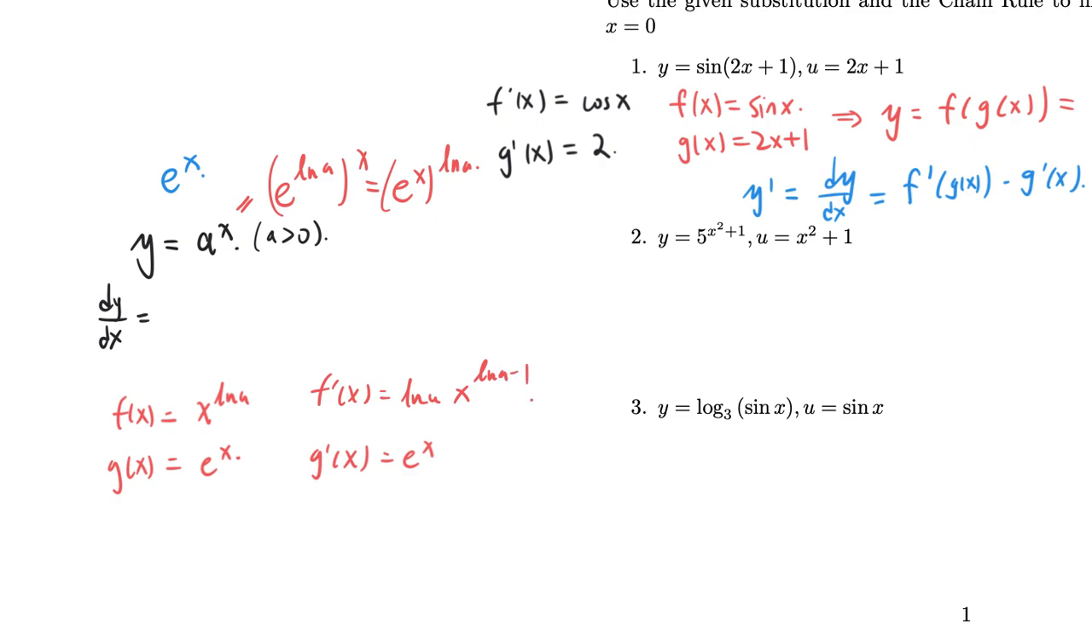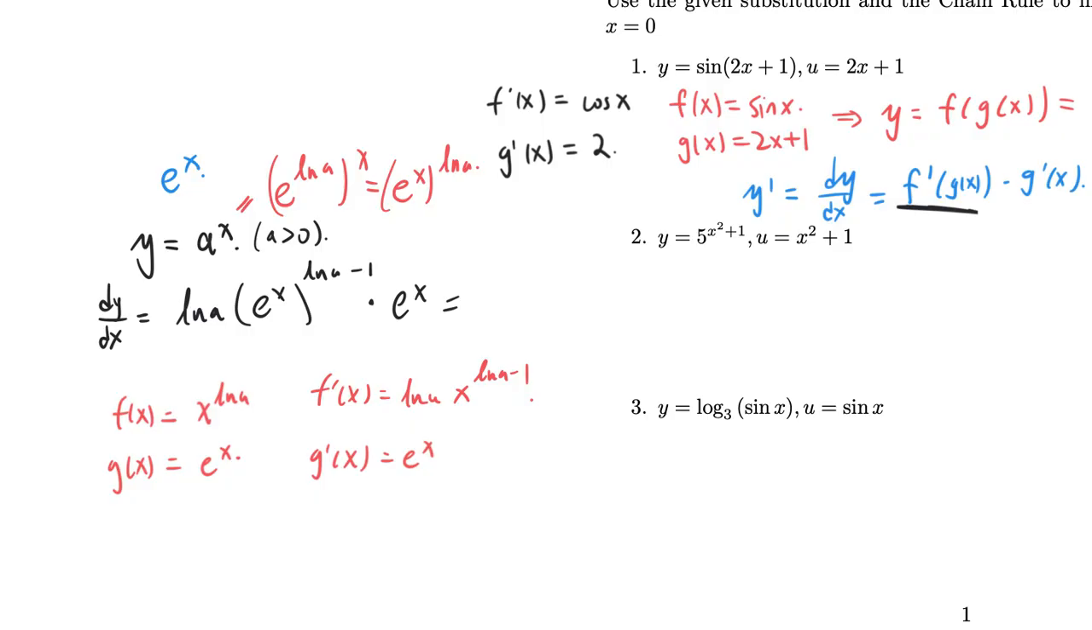So this is f prime. F prime is ln a, and then x to the ln a minus 1. And then inside we're going to put in g of x, right? So if you look here, f prime of g of x. So this is f prime, and then we're going to put g of x in here. And then this we're going to multiply with g prime of x, which is just e to the x.